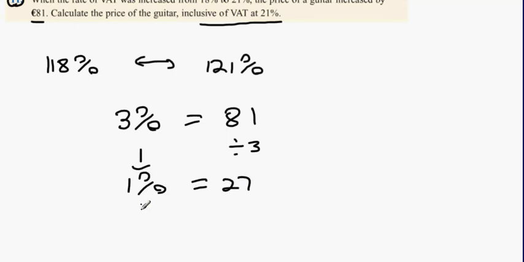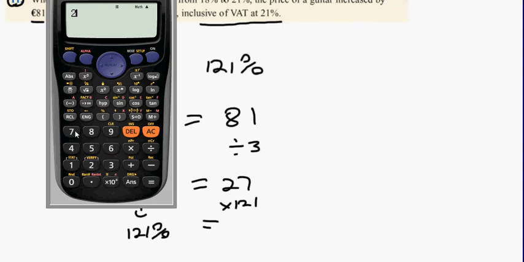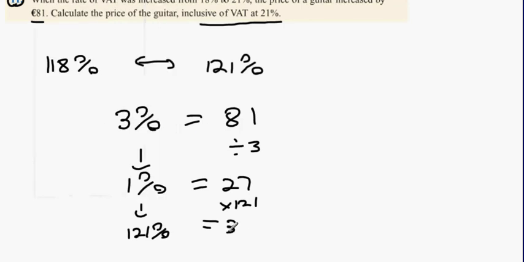And now I have to find out what 121% is. So I need to multiply that by 121. So 27 multiplied by 121. That's 3,267 euro for that guitar.